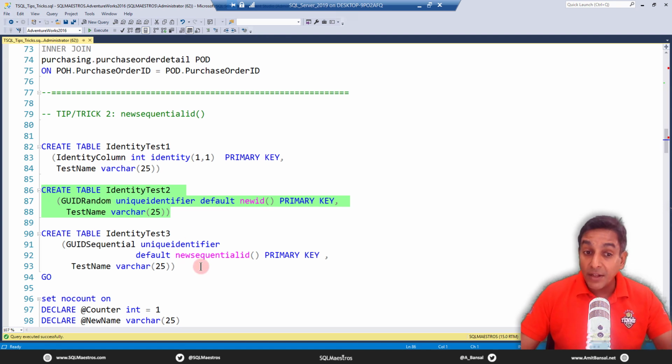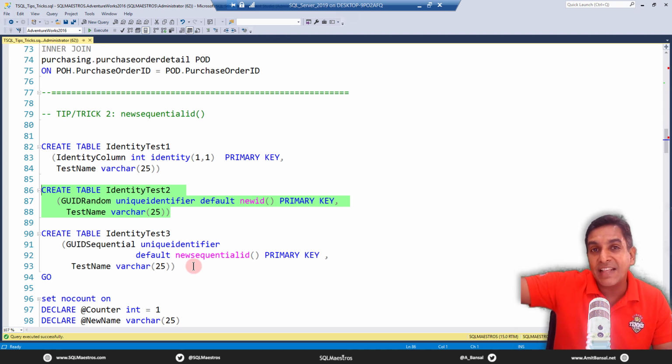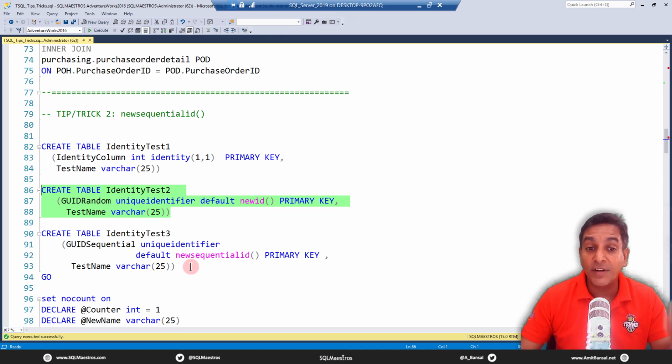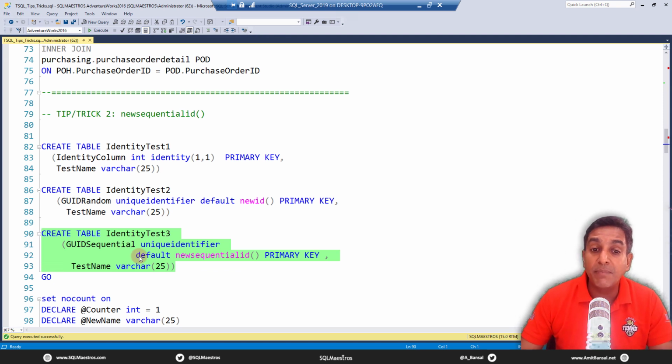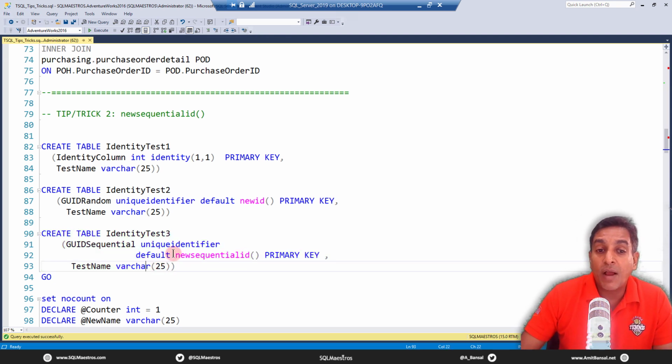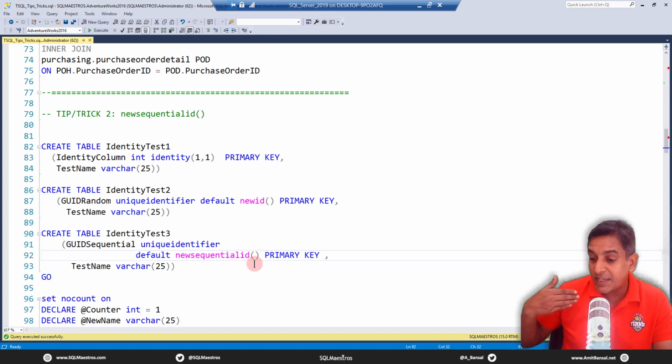So you have another option now, starting from SQL Server 2005. I know we are way ahead of SQL Server 2005, but for whatever reason, these are things that are still lesser known or not implemented much. But then you have a new function called new sequential ID, and as the name says, new sequential ID, which means every GUID that you get will be higher than the previous one, which means it is ever increasing in nature.